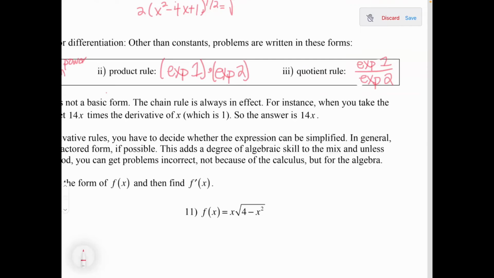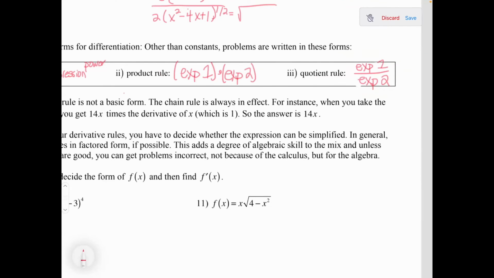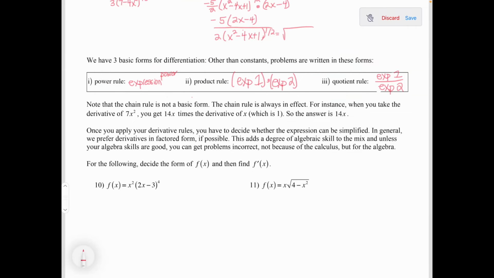Because the chain rule is always in play. If we're doing power rule, we may have to use chain rule. If we're doing product rule, we may have to use chain rule. If we're doing quotient rule, we may or may not have to do chain rule. So the chain rule is always in effect.